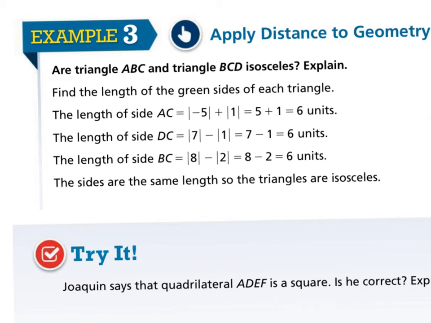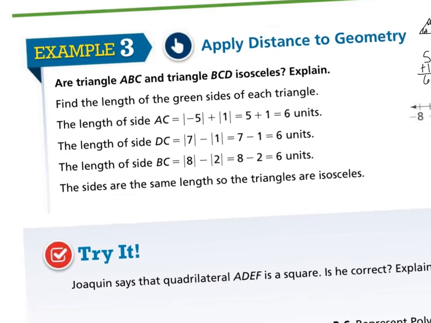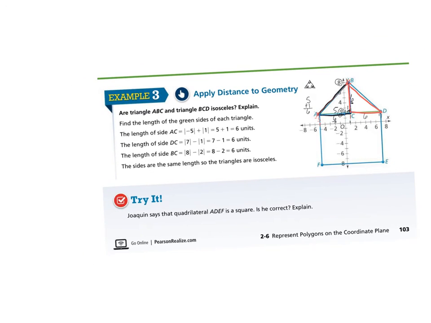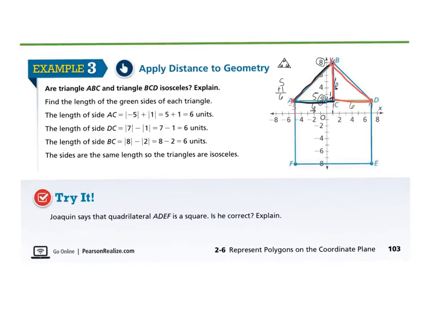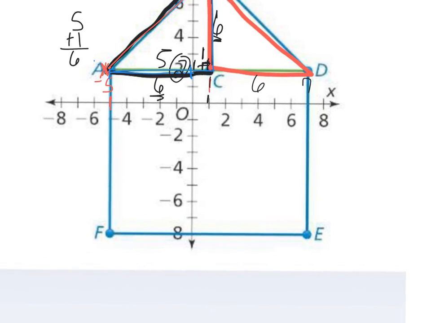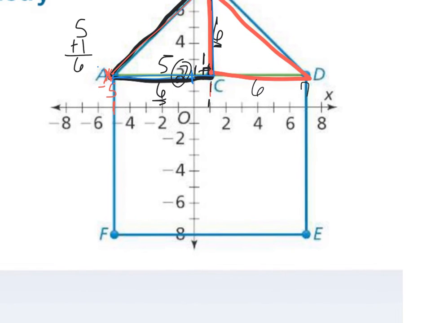So look at the try it. Joaquin says the quadrilateral ADEF is a square. Is he correct? So this, we have to have some knowledge about squares. So on a square, all the sides are the same length. We can actually use some prior information that we've already done here.